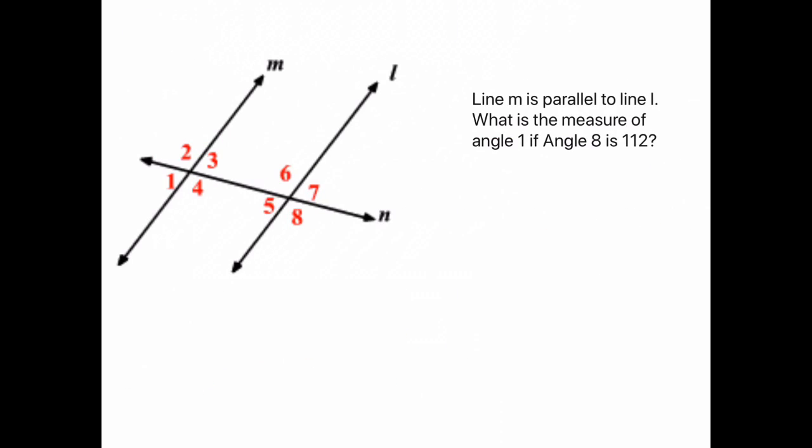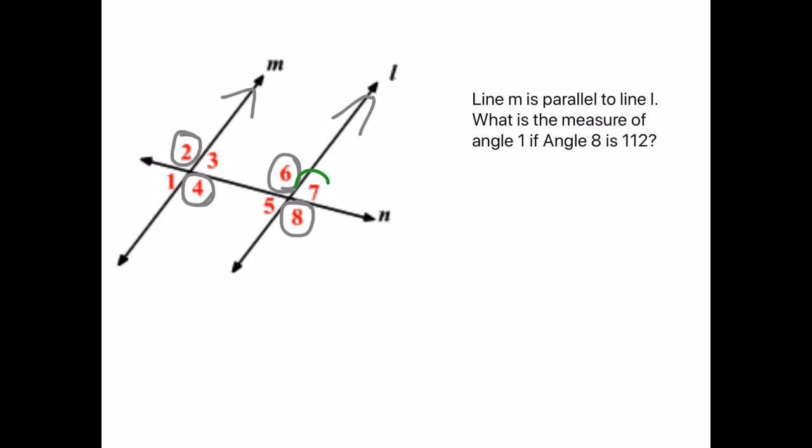For our second question, it says that line M is parallel to line L, so we can put the little arrows there if we wanted to. They want to know what the measure of angle 1 is if angle 8 is 112. So if 8 is 112, then 6 is 112 because it's a vertical angle. If 6 is 112, 4 is 112 because it is alternate interior to 6 and corresponding to 8. And then 2 is also 112 because it's vertical to 4, corresponding to 6, and alternate exterior to 8. So 2, 4, 6, and 8 are all 112.